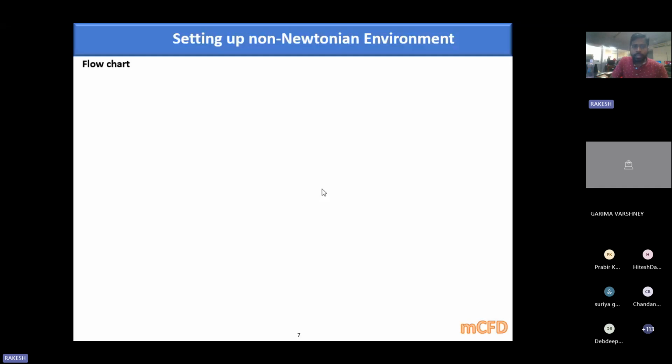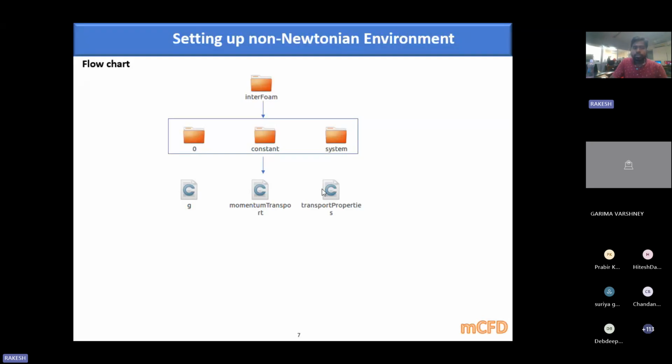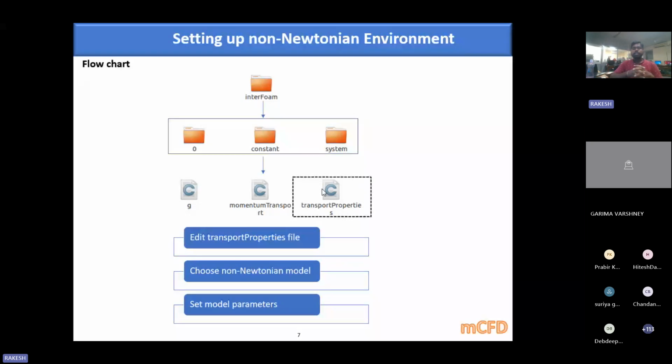Coming to setting up the non-Newtonian environment, within interFOAM, as already discussed, we have three different directories. Within the constant folder, we have the transport properties. This transport properties file takes care of whatever kinds of fluids we are going to use in our problem. All the physical parameters can be passed into this transport properties file, where we can edit it. Here we can have the different non-Newtonian models, and we can set the model parameters also.